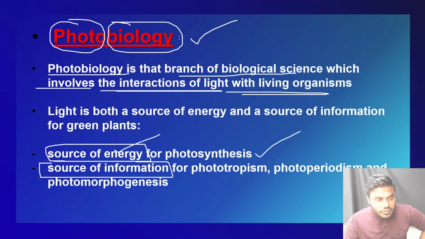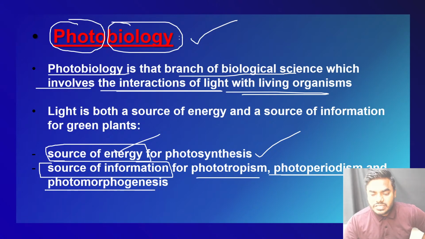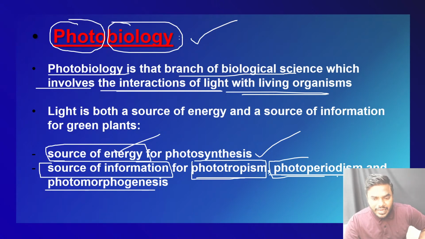Not only for photosynthesis, friends, plants also use light for the process of phototropism, for photoperiodism, and for photomorphogenesis. So in this entire chapter of sensory photobiology, we are going to read phototropism, photoperiodism, and photomorphogenesis.